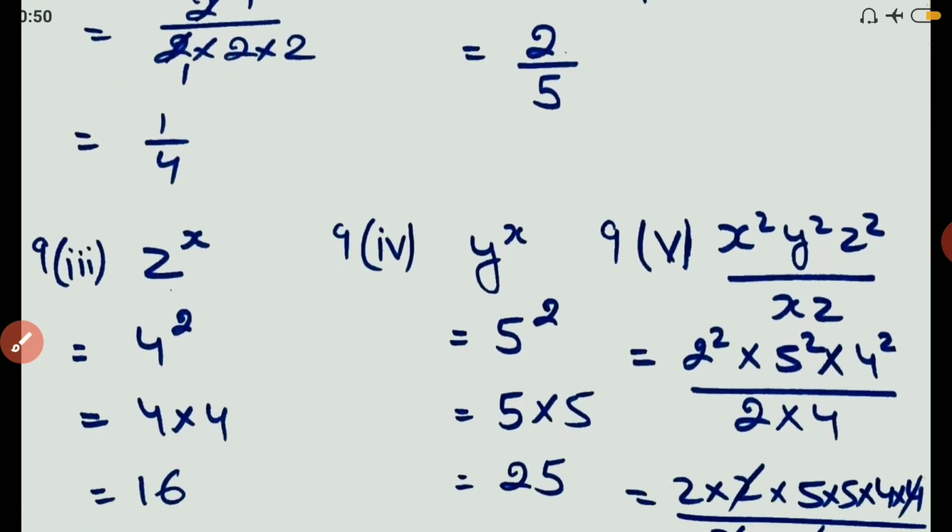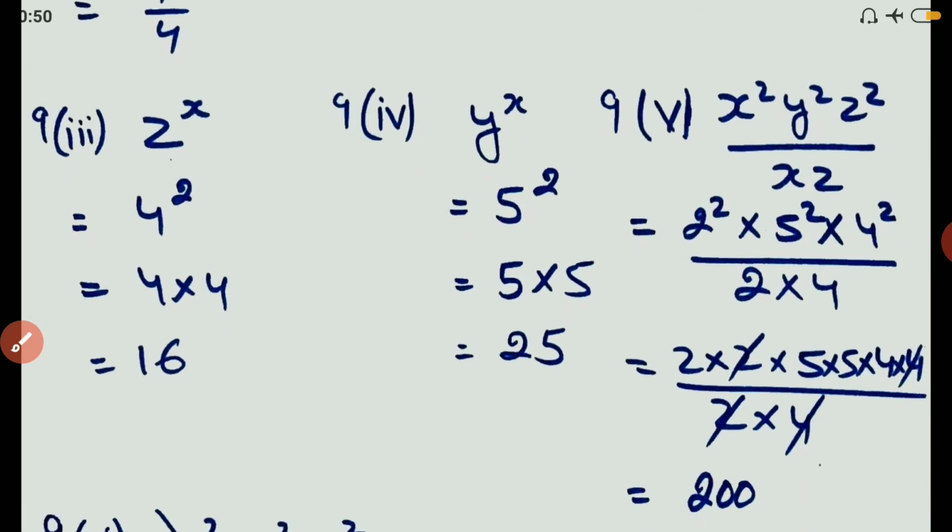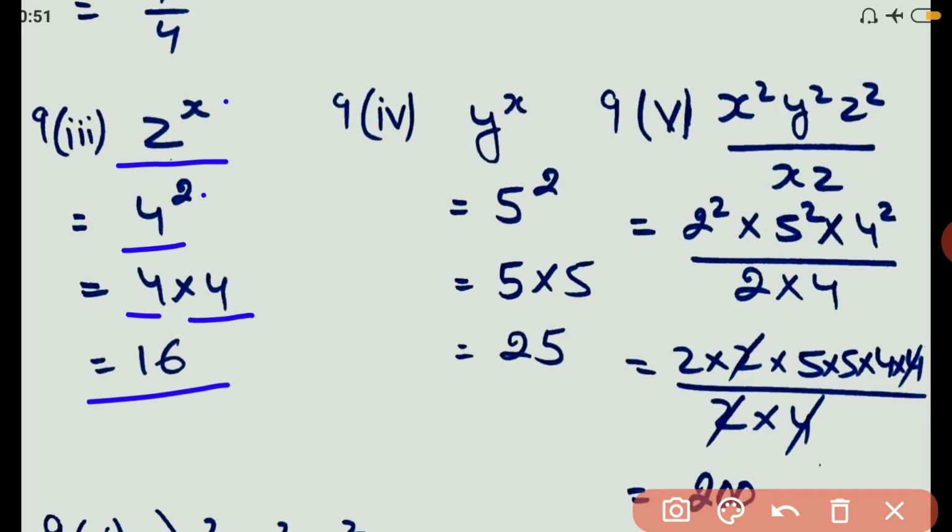Going to answer number 3, the question given to us is z raised to the power x. So the value of z is 4, the value of x is 2. Now this is 4 square, so I can write it as 4 multiplied by 4. So 4 multiplied by 4 shall give me 16. This is how we are supposed to do number 3.